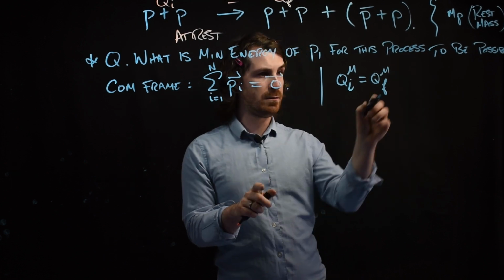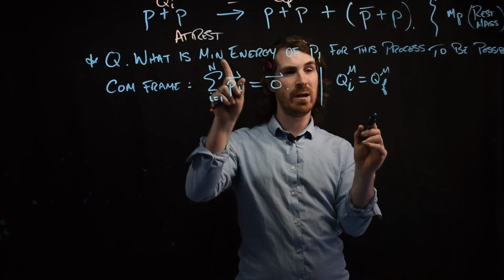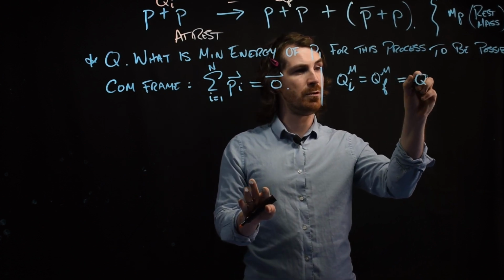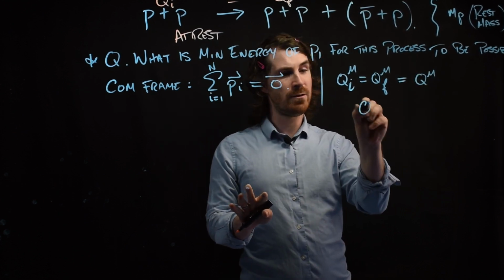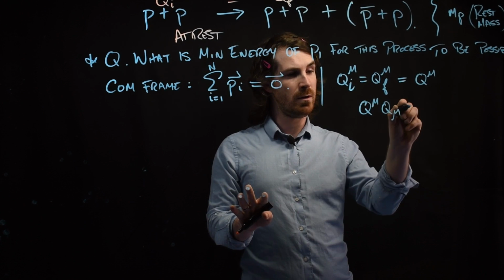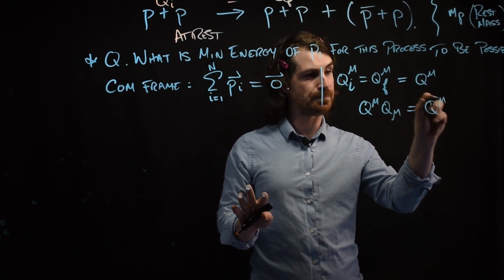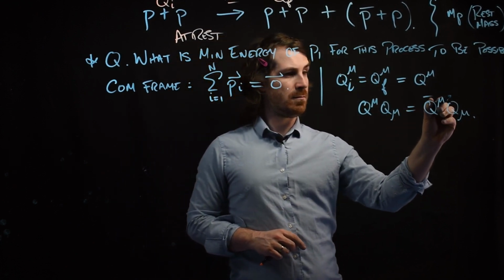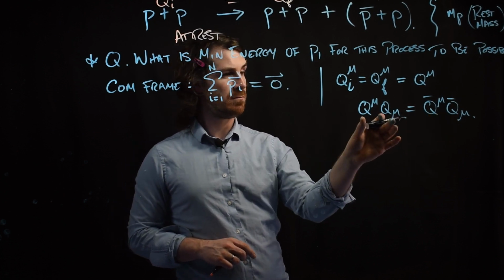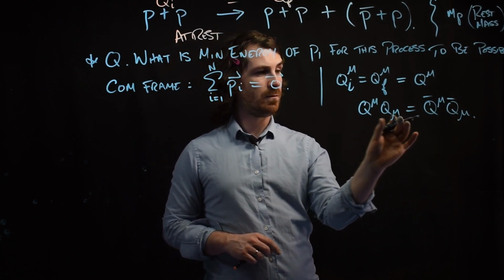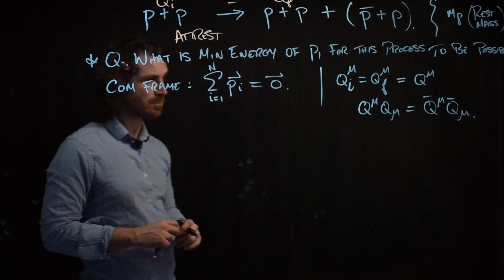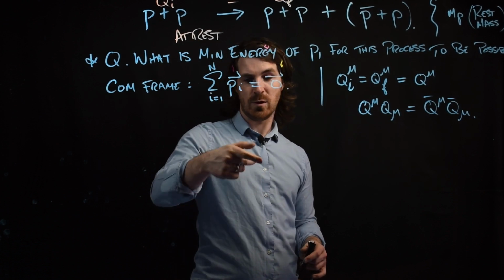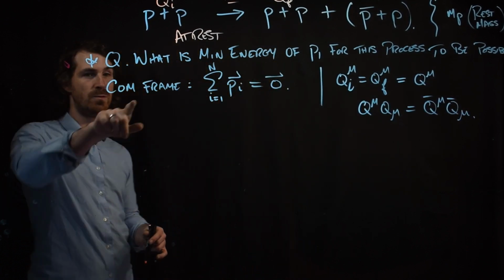But we know that if we change frames, the length of our four-vectors is unchanged. So let's call this Q mu. So the length of Q mu is an invariant quantity. So the inner product, the length of Q in any frame, will be the same. So it's invariant. So using this, we can solve this problem rather straightforwardly if we move to this center of momentum frame.